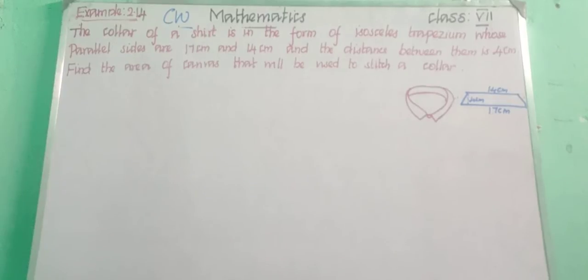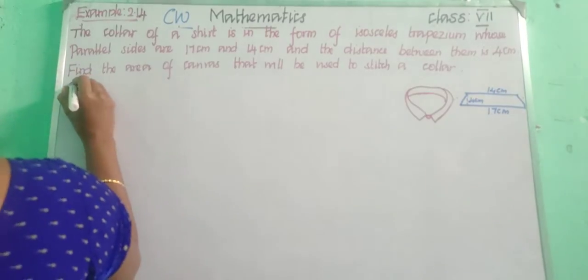Children, so what we need to find? We need to find the area of the isosceles trapezium shaped collar. So first of all, let us write given. Write given.